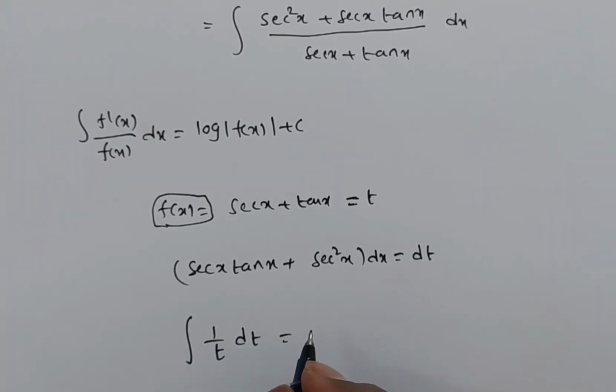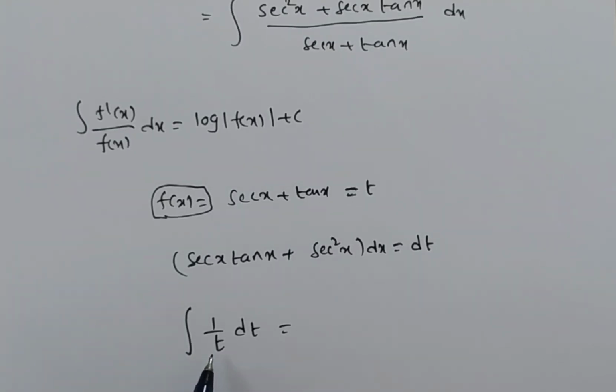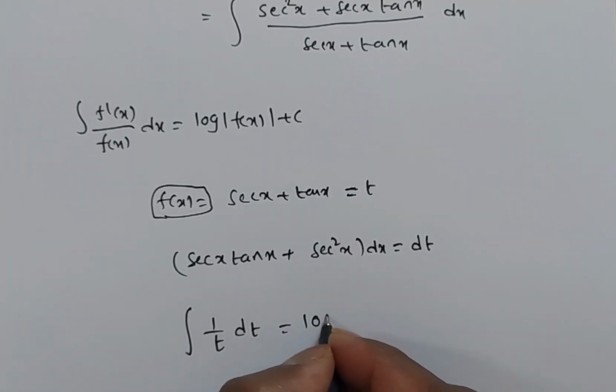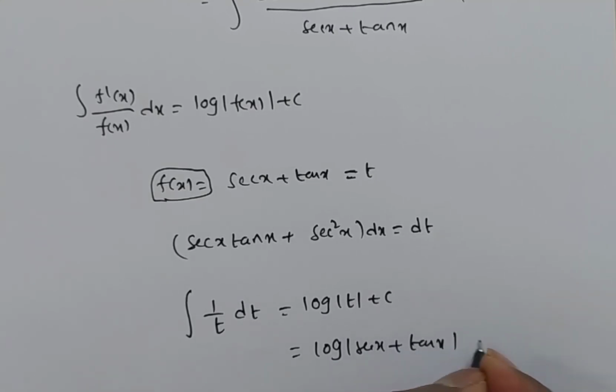1 by t dt integration. Denominator t, derivative in the numerator. Denominator, if you consider as f of x, this derivative in the numerator. So log of mod t plus c. Now you replace t by secant x plus tan x. Then you will have log of mod secant x plus tan x plus c.